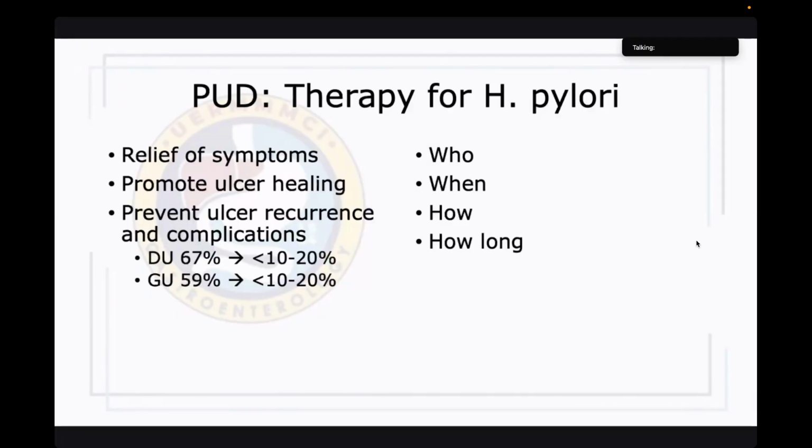So the next question would be when to treat asymptomatic patients. We treat asymptomatic patients if there is high risk for gastric CA. So if you have a family history, if the patient lives in a location with a high prevalence of gastric CA, we treat asymptomatic patients with H. pylori if there are precancerous lesions such as atrophic gastritis or intestinal metaplasia, or if the patient has MALT lymphoma.